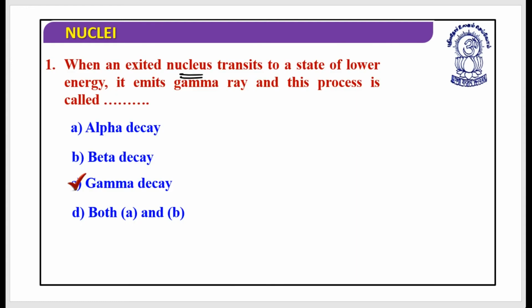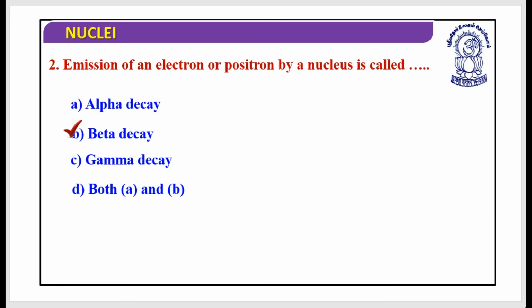When an excited nucleus transits to a state of lower energy, it emits a gamma ray, and this process is known as gamma decay. Yes, this would be the correct answer. Next, emission of an electron or positron by a nucleus is known as beta decay. I hope this is clear. Do you have any doubts? No? Great.